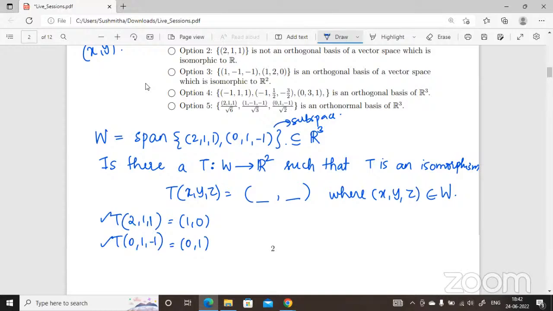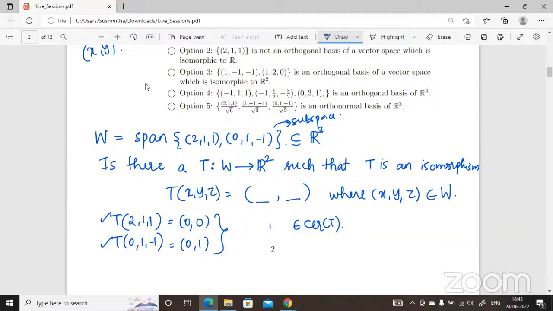So you could have defined T of (2, 1, 1) to be (0, 0) and T of (0, 1, minus 1) to be (0, 1). Is this 1 to 1? No. Why is it not 1 to 1? Because (2, 1, 1) goes to (0, 0), so (2, 1, 1) belongs to the kernel, right? Yes. So nullity will not be 0. But for an isomorphism, I want nullity to be 0, right?